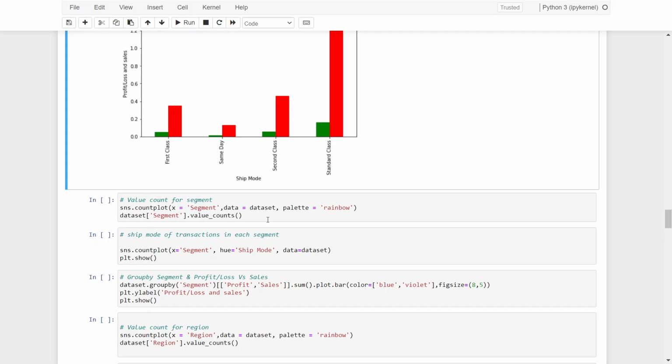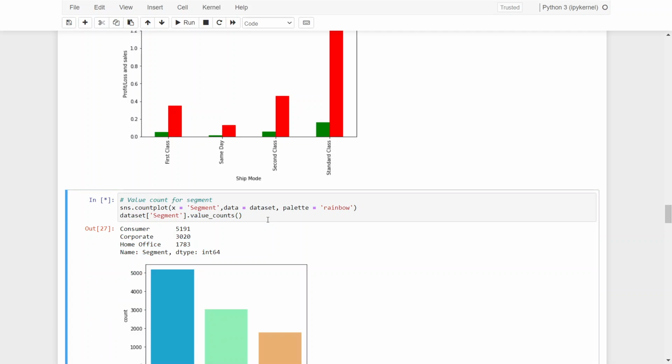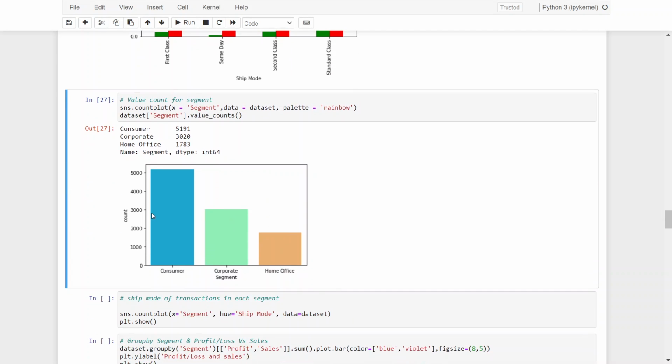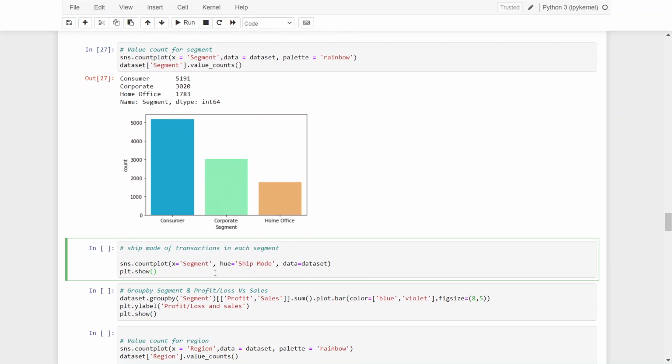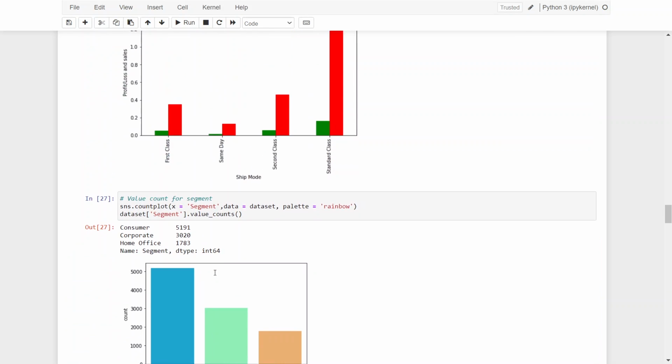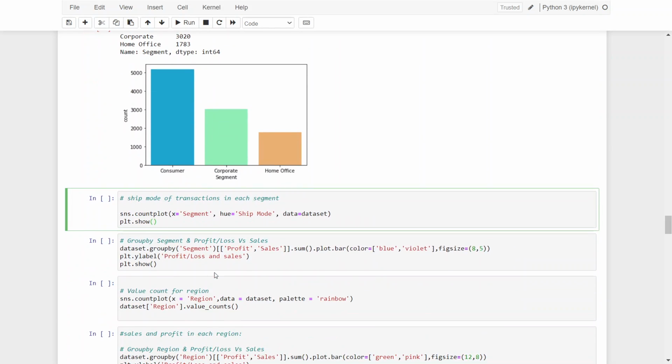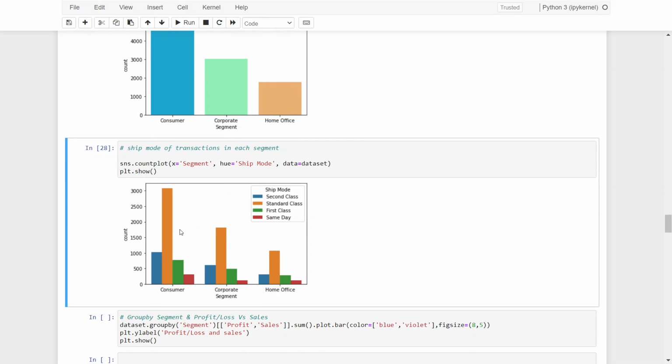Now I am going to plot the count by segment. The highest segment is consumer, followed by corporate, followed by home office. Now we can check which ship modes are used in each segment. Let's explore it. We can see the ship modes used in the consumer segment: standard class is highest, followed by second class, and similarly for the others. These are the four ship modes in each segment.